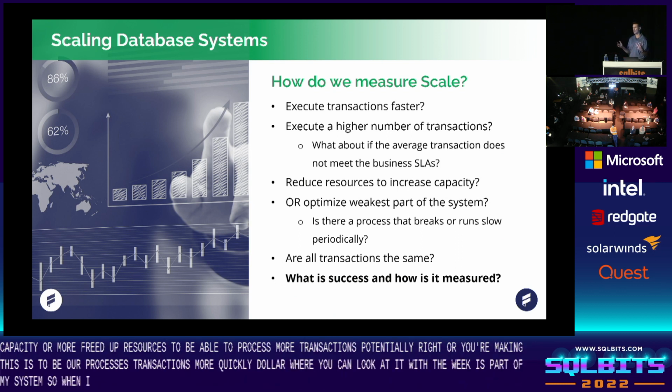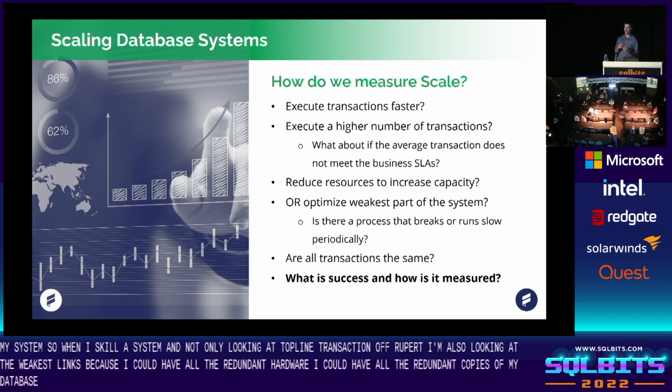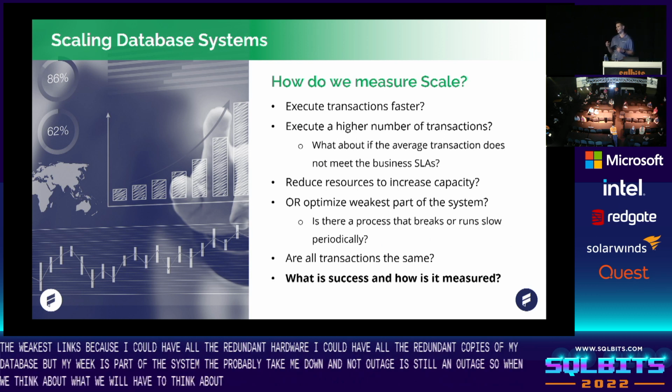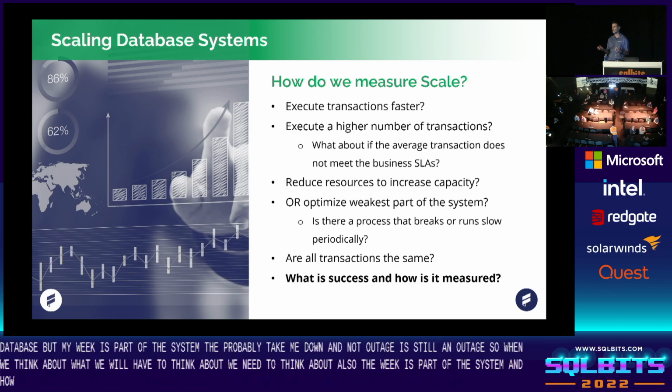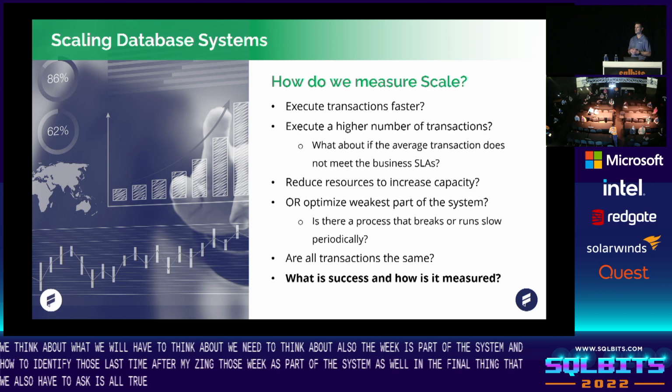So when I scale a system, I'm not only looking at top-line transactional throughput, I'm also looking at the weakest links, because I could have all the redundant hardware, I could have all the redundant copies of my database, but my weakest part of the system will probably take me down. And that outage is still an outage. So we need to think about the weakest part of the system, and how do we identify those? A lot of times it's optimizing those weakest parts of the systems as well. And the final thing we also have to ask is, are all transactions the same?